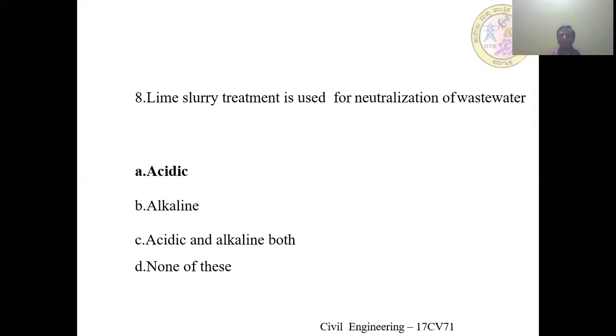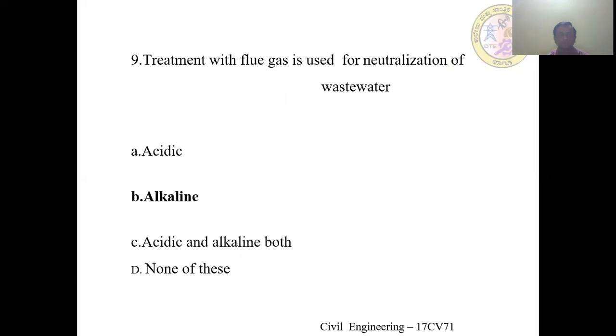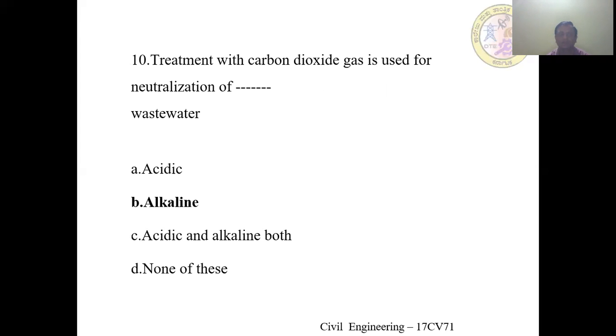The lime slurry treatment is used for neutralization of acidic water. The treatment with flue gas is for neutralization of acidic, alkaline, both, or none of these? As I mentioned earlier, when CO2 flue gas passes through wastewater containing alkaline substances, it converts it into carbonic acid. Lastly, the treatment with carbon dioxide is used for neutralization of alkaline water, as I explained earlier.